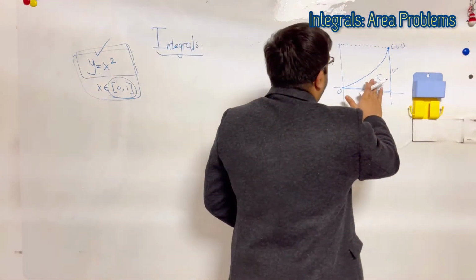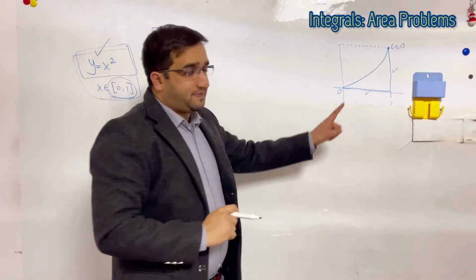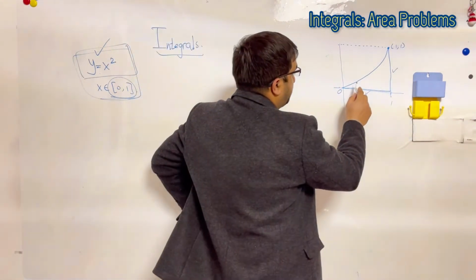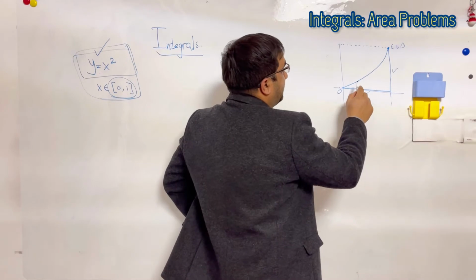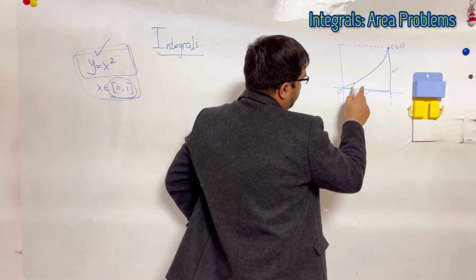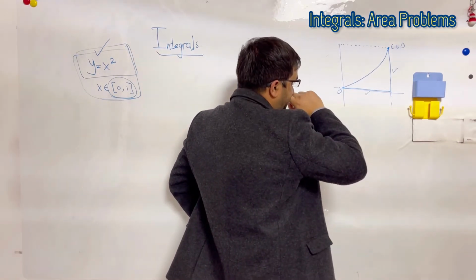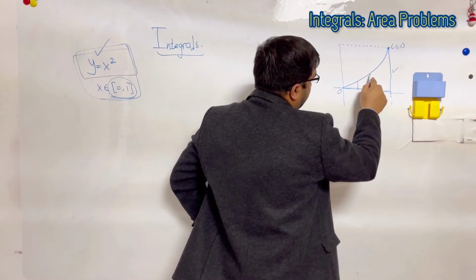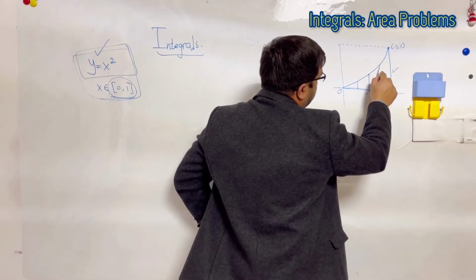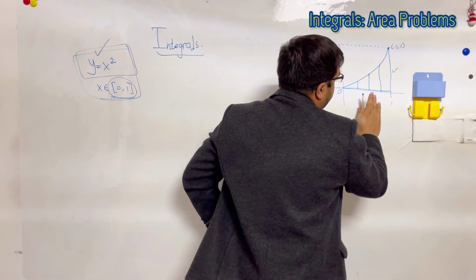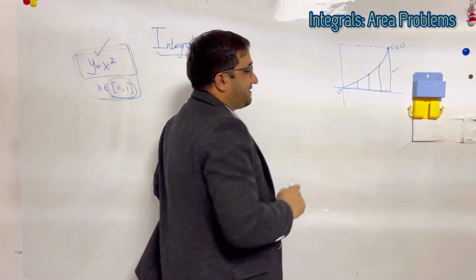So our job is to split this whole region into small rectangular regions. So I'm going to split it 1, 2, 3. Initially we start with 4 slices.